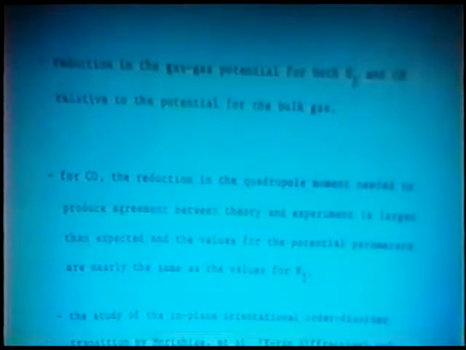So what conclusions do we draw? Well, there's a reduction in the gas-gas potential for both nitrogen and carbon monoxide relative to the potential for the bulk gas. And as I indicated earlier, this is probably due to substrate-mediated effects. However, for carbon monoxide, the reduction in the quadrupole moment that's needed to produce agreement between theory and experiment is much larger than would be expected. And the values for the potential parameters are very nearly the same as those for nitrogen.